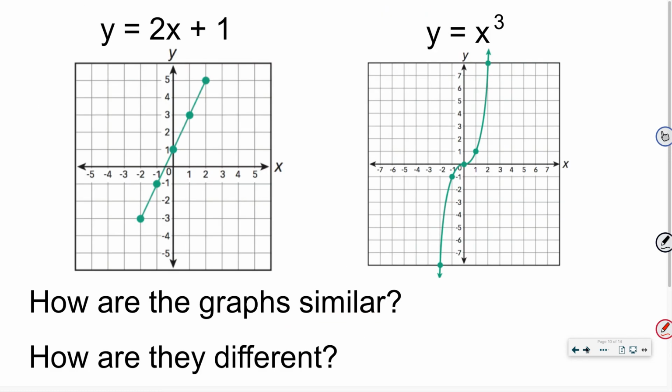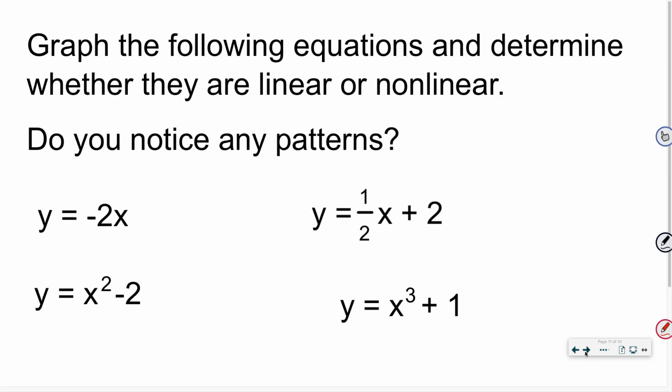How are these graphs similar? Are they both functions? Yes, they are. They both still have an input and an output. What do you notice about the growth? I would say it's a constant scale. This straight line represents that constant growth, and this curved line represents the growth that is not constant. And the exponent is really what's doing it there.